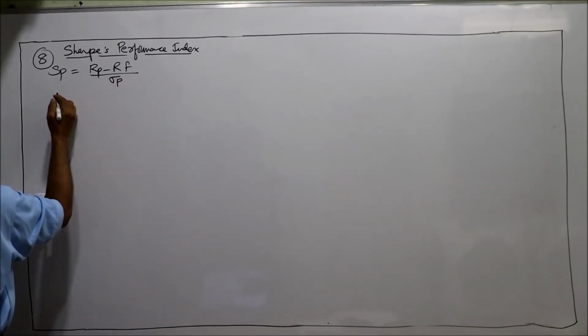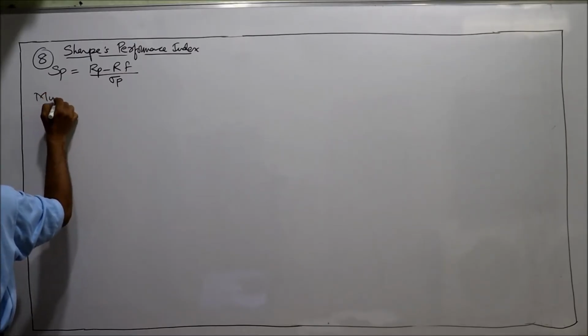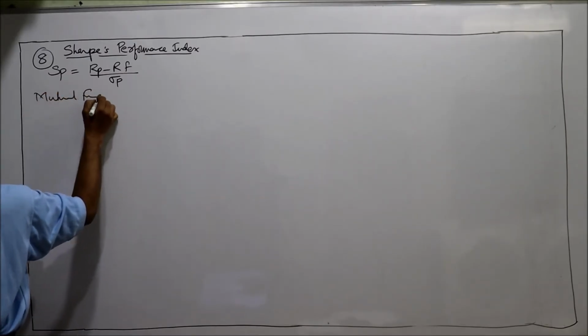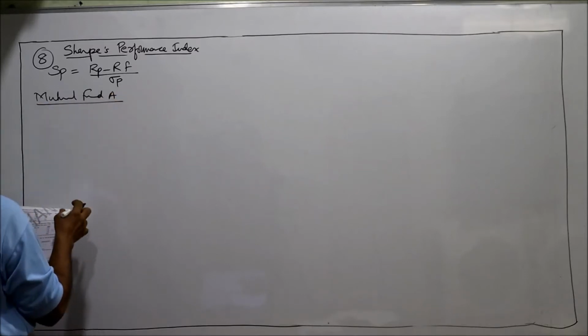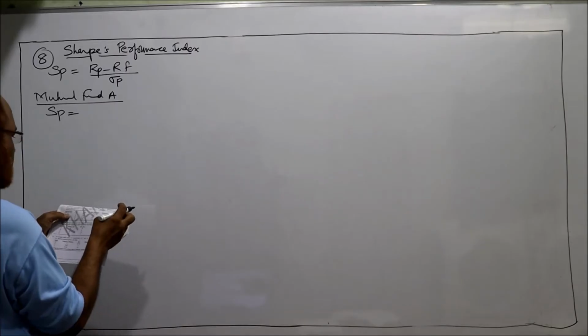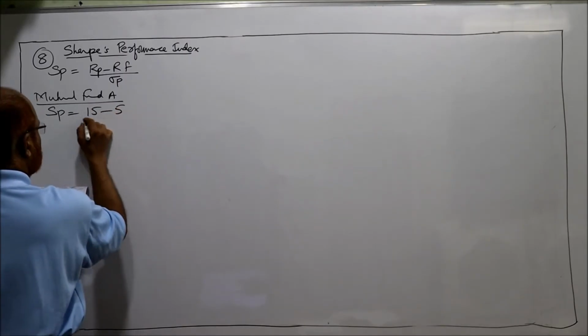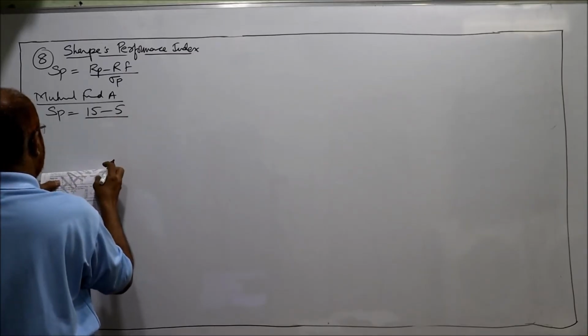Now put mutual fund A. Mutual fund A. SP is equal to, what is the return on mutual fund? It is 15% minus risk-free rate 5% divided by standard deviation is 8.